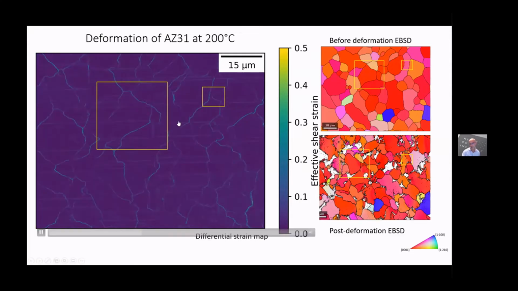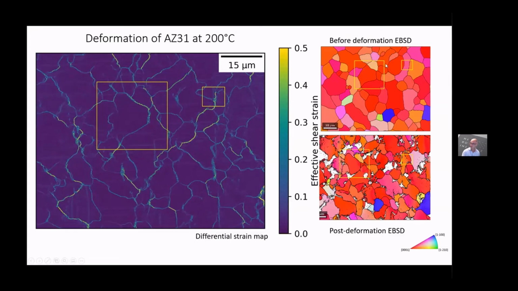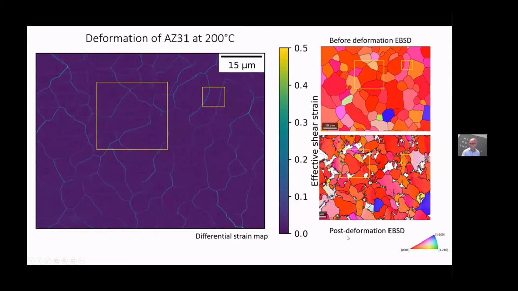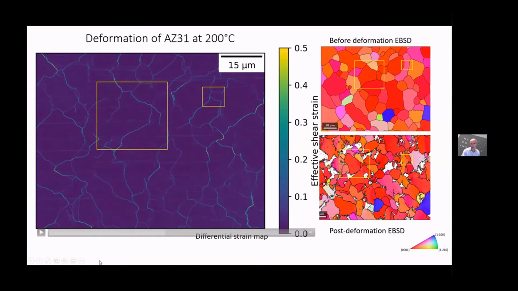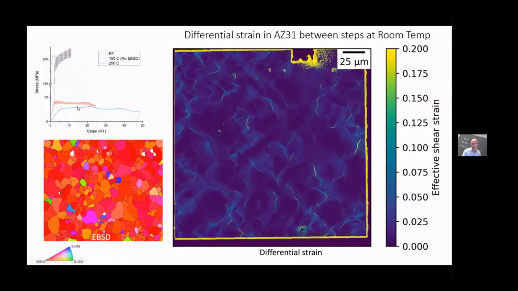So this experiment took many days inside the electron microscope, and we were able to acquire images continuously throughout, and then to acquire EBSD at the beginning and EBSD at the end. The strains, as you can see from the original picture, the total strain, if I go backwards, sorry, there we are. The total strain at 250 is about 45%, 50%. So quite large strains we're looking at in these systems.